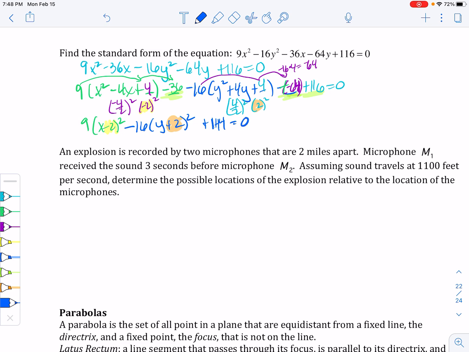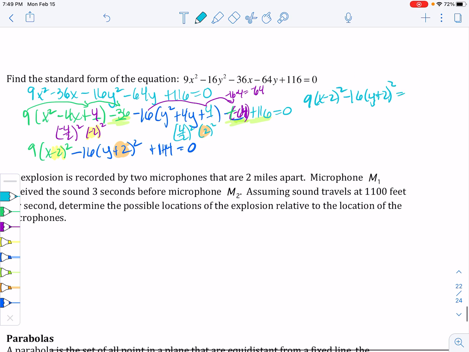That equals 0. So remember, we want this to equal 1. So I'm going to move the 144 to the other side. So then that gives us 9 times (x minus 2) squared minus 16 times (y plus 2) squared equals negative 144. If I want this to equal 1, that means I have to divide by negative 144.